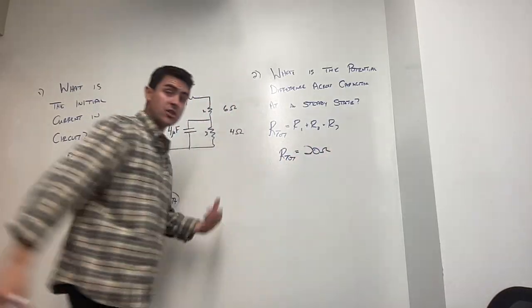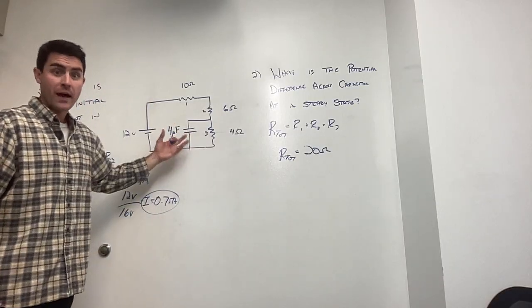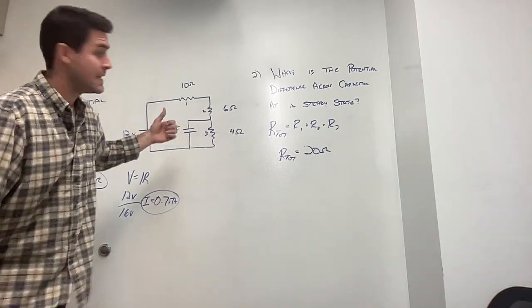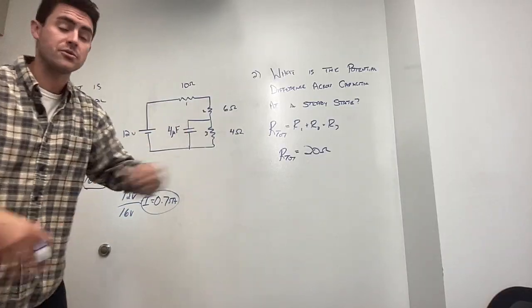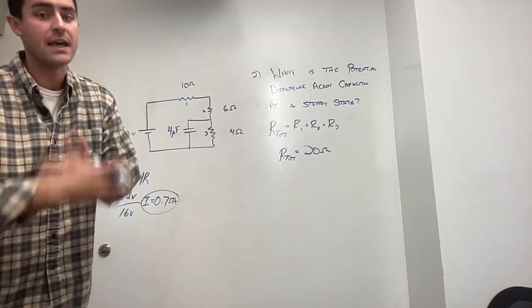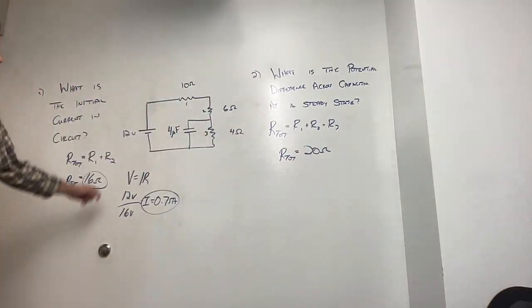So that's a good, interesting finding. I've got resistors in series, and when the capacitor reaches the steady state, I see my resistance increase because now I've added a resistor in series. That should make sense to us. But that's my total resistance now at the steady state.